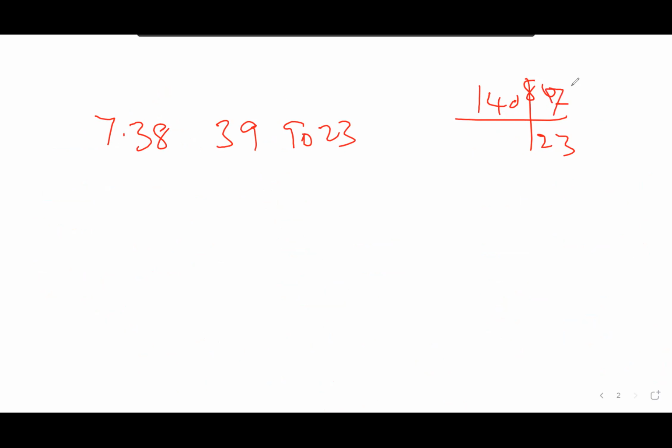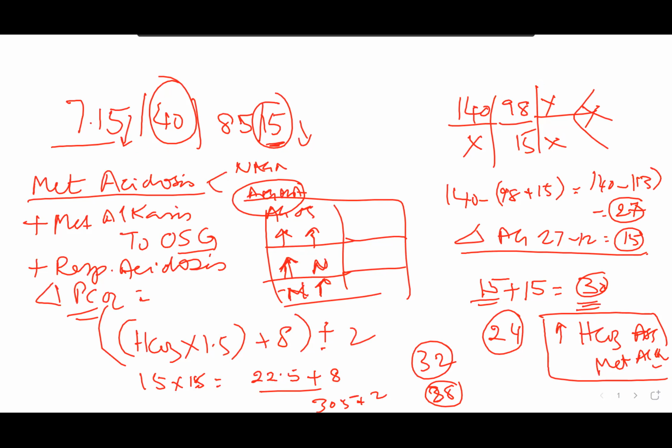In the previous example, we forgot to calculate the internal consistency, so let us look at it. H ion is equal to PCO2 40 divided by bicarbonate 15 into 24. 40 into 24 divided by 15 is equal to 64. So 80 minus 64 is 16, giving pH 7.16, and my pH is 7.15. So internal consistency has to be checked. That is true, and okay for that particular exercise.